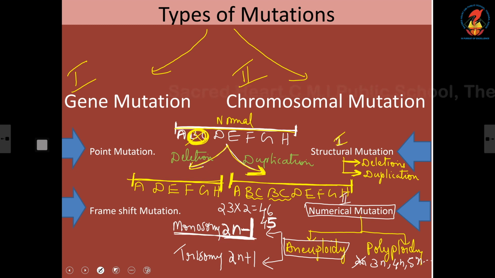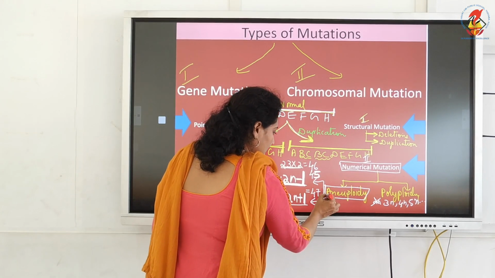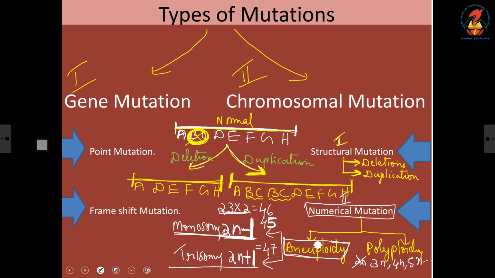That is called monosomy. Now the very similar situation: we know 23 into 2 is 46, but sometimes it can become 47. How did it become 47? That is due to the addition or the gain of one chromosome. Then it is called trisomy. So here in aneuploidy, remember the frame of the sentence: change in the number of chromosomes either by the loss of a chromosome or by gain of a chromosome.